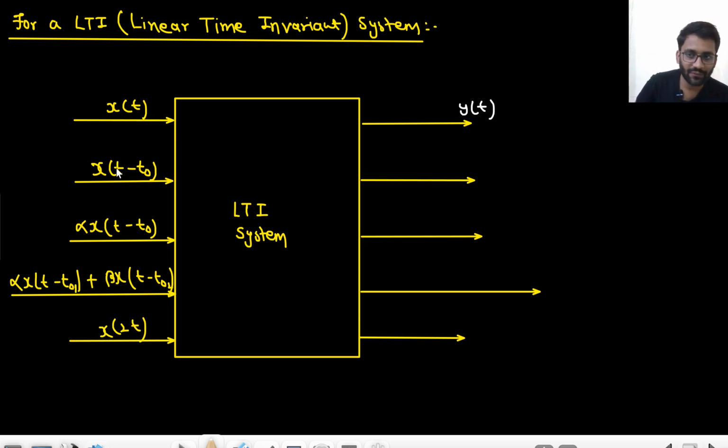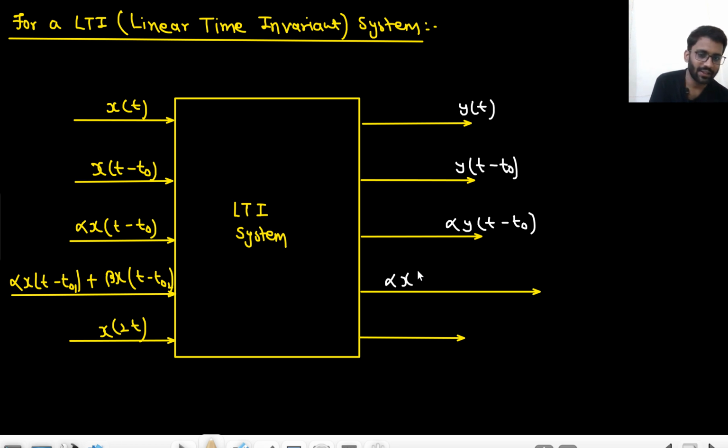If you are shifting in time by t0, similarly your output will be shifted. So this is time invariant. Now it is linear, so if you are increasing the amplitude by alpha, similarly your output will be increased by the same amplitude and the same shift will be there. Now if you are adding both of the signals, similarly your output will be added. That's why it is linear, right?